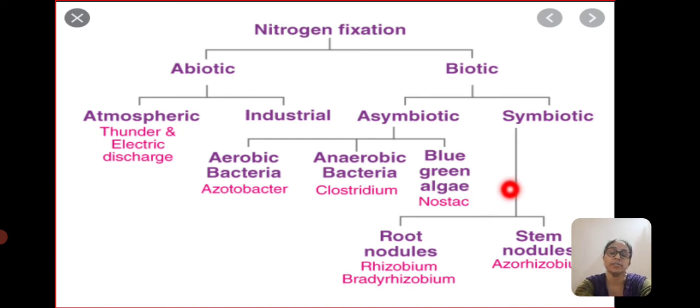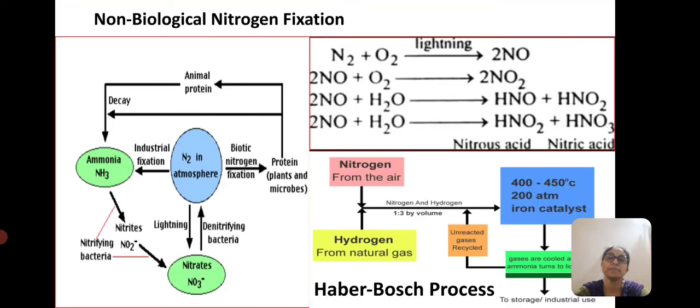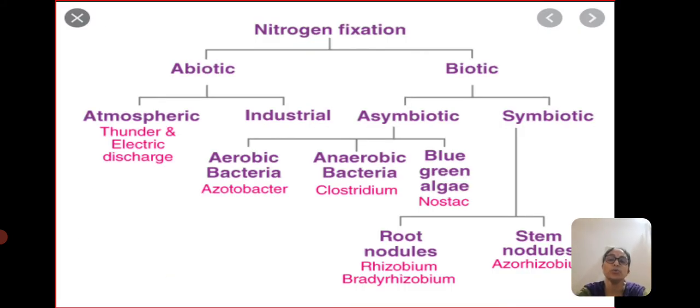Hence, nitrogen fixation can be easily taken up in these organisms without any proper symbiotic association. So these are called asymbiotic nitrogen fixers. Then coming to symbiotic nitrogen fixation, by making root nodules and also shoot nodules, we can see the root nodule forming nitrogen fixers are Rhizobium and Bradyrhizobium.